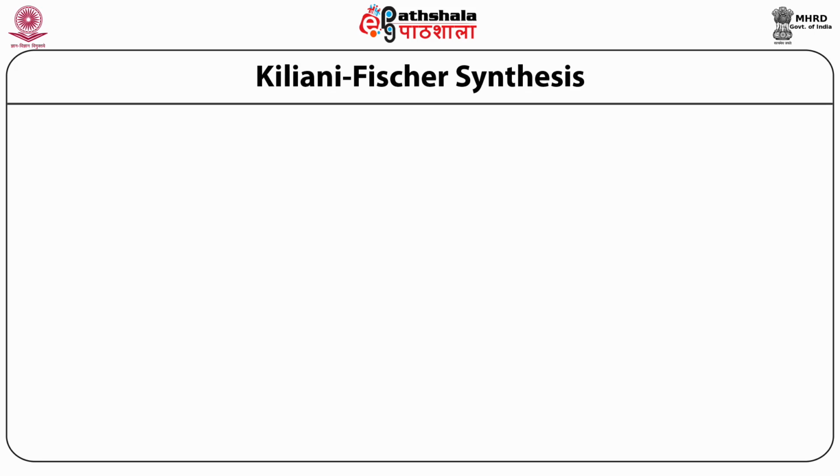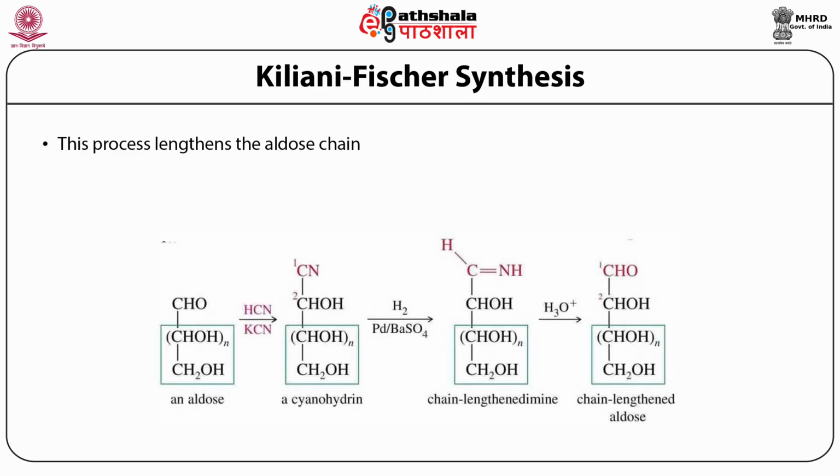While Ruff degradation is used to shorten the chain length, Kiliani-Fischer synthesis is used to lengthen the aldose chain. The end product of the synthesis is a mixture of C2 epimers. In other words, if you apply Kiliani-Fischer synthesis to a sugar solution that contains a tetrose, you will end up getting a pentose. And if you start with a pentose, you will end up getting a hexose.